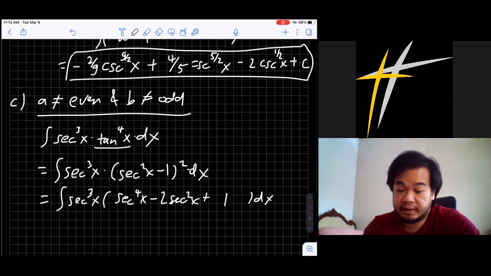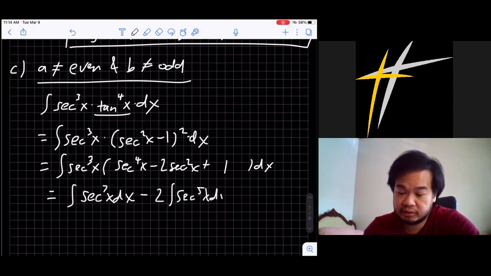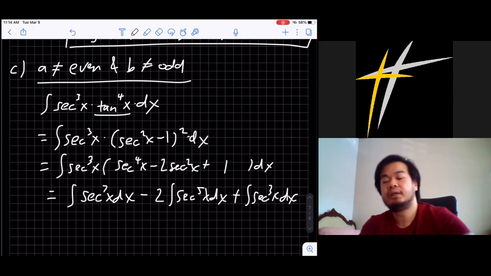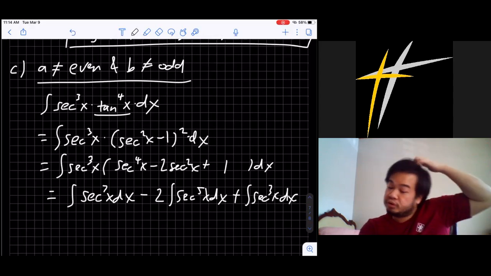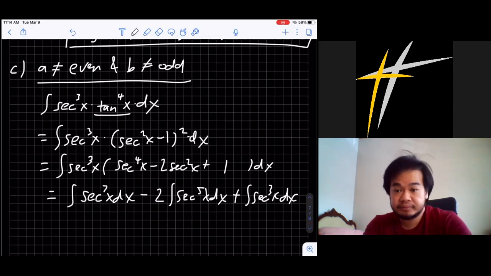Yeah. And then if I continue, the result will be the integral of, so I will separate it, secant power of 7x dx minus 2 integral of secant power of 5x dx plus integral of secant power of 3x dx. Yeah. And then unfortunately you have an odd power of secant.